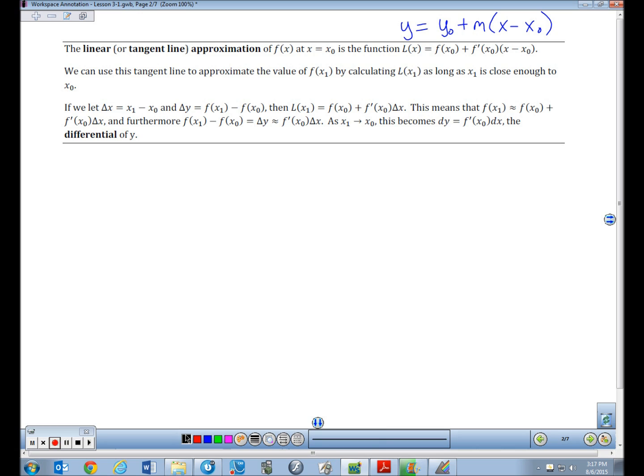So let's see what that means graphically. Here we have a curve, and that curve is f(x). Here we have a point on the curve, and we're going to create a tangent line through that point. This tangent line is L(x). So let's say that the red value is at x₀, and the y value at that point is f(x₀).